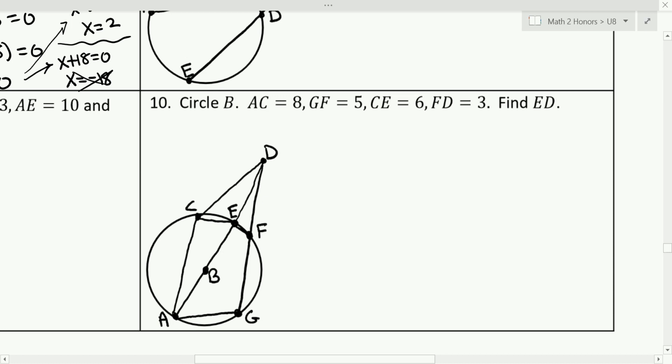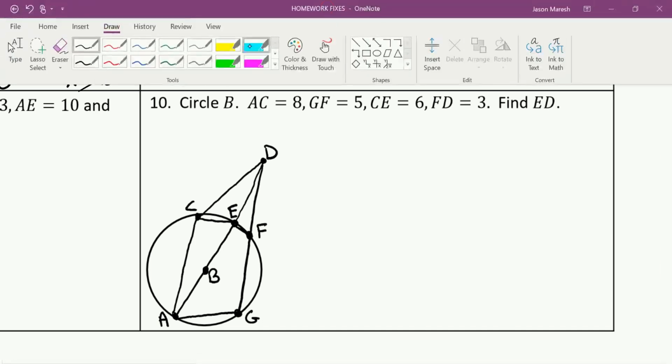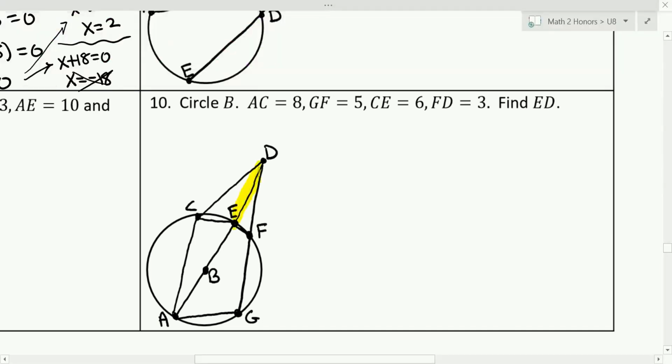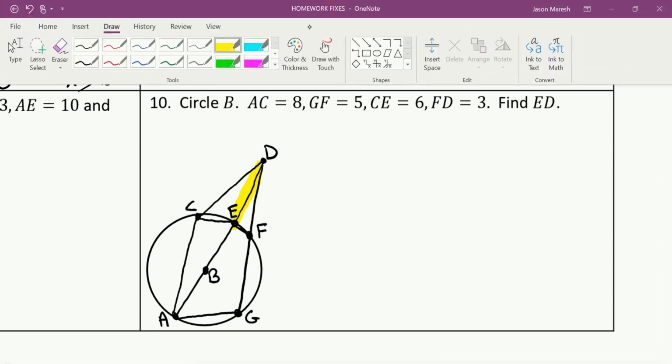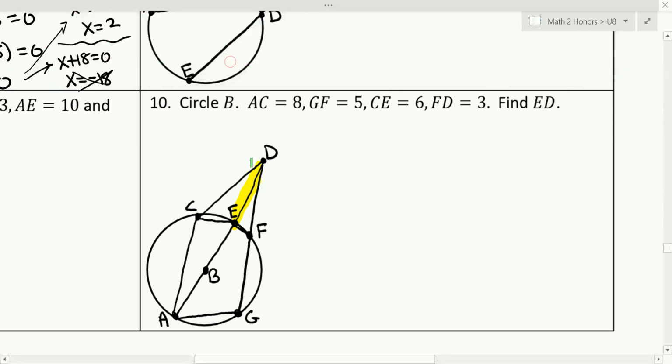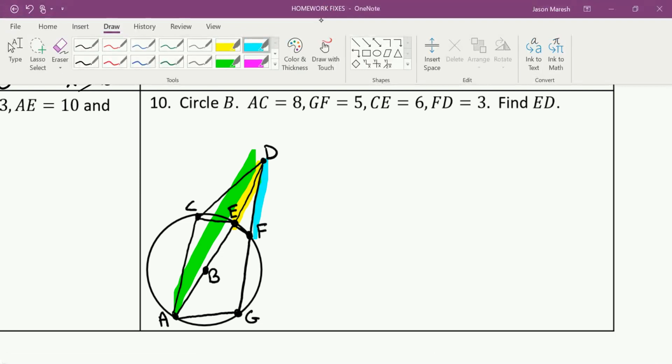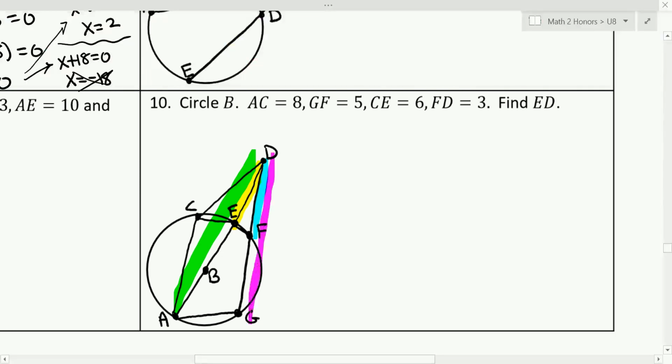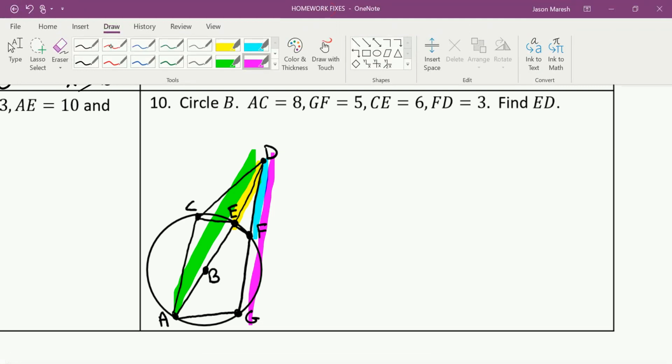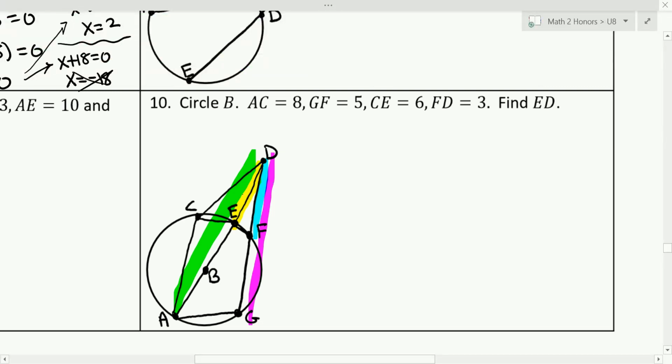Okay, so here we're looking for ED. I'm going to highlight ED, the length. That's what I want to find. So which formula do you think we're going to use to find that length? The two secants, right? Which says that length times the full length is equal to DF times the full length from D to G. That's what we need to fill in. So I'm going to call ED X because that's what I'm after.